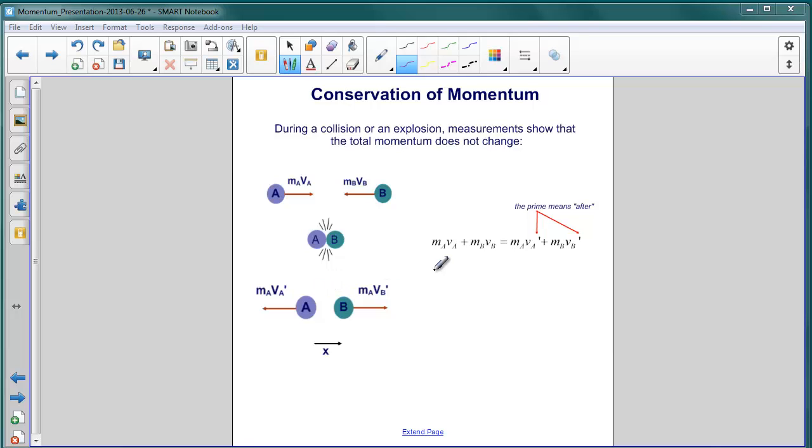So as we work from here, you will see equations that look a lot like this, where we see the sum of the momenta before collision. Here we don't see the prime on the velocities, and after the collision, where we see primes on each.